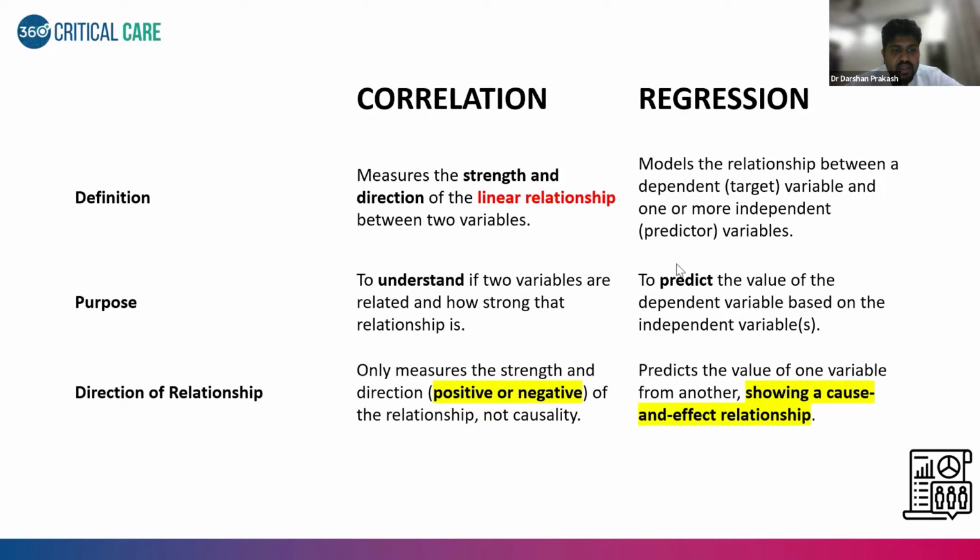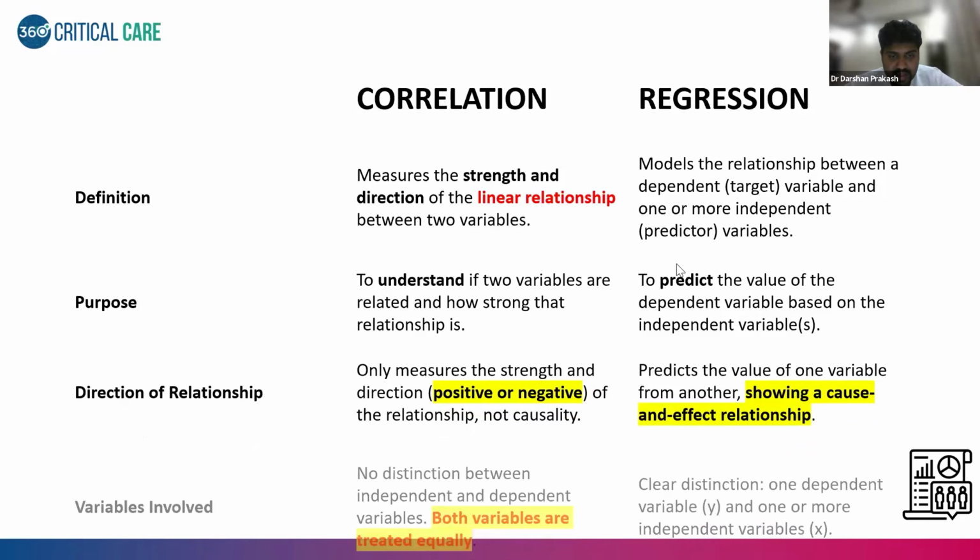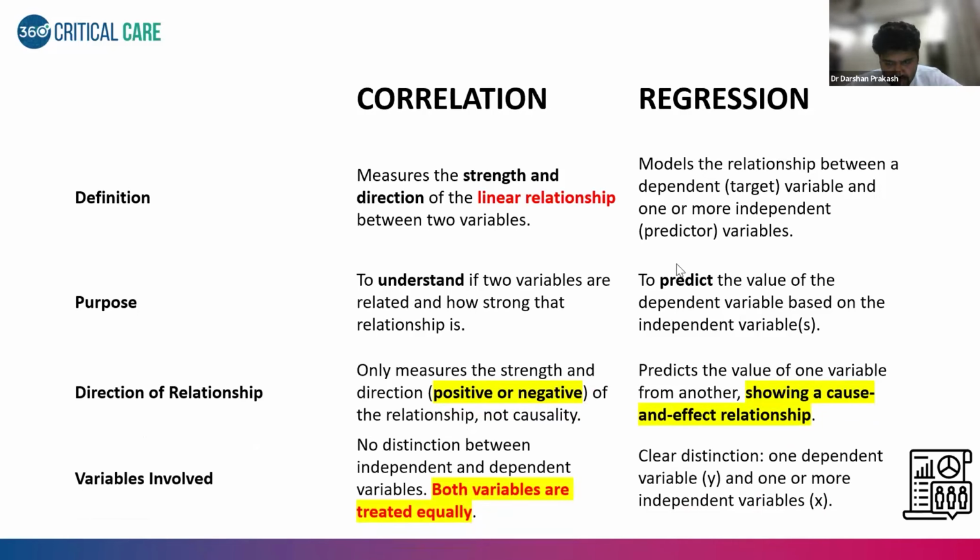And the variables involved: there are usually only two variables in correlation, and they are equally treated. It doesn't weigh between positive or negative. It doesn't give extra weightage for being positive and lesser weightage for being negative. Both are treated equally in correlation.